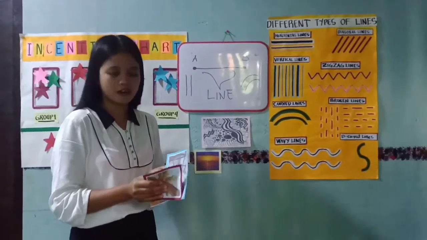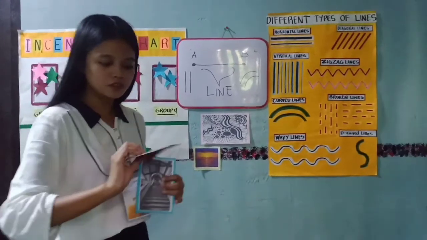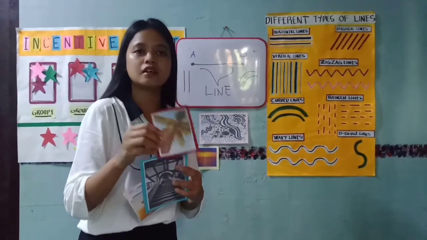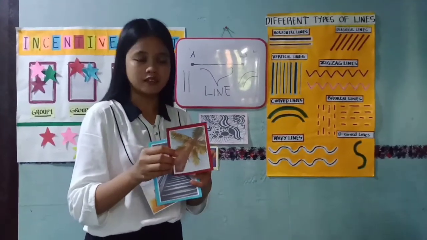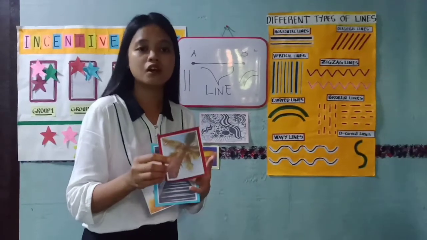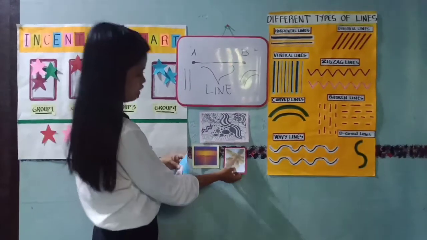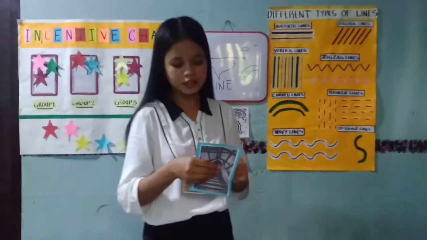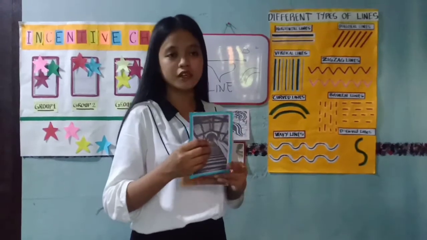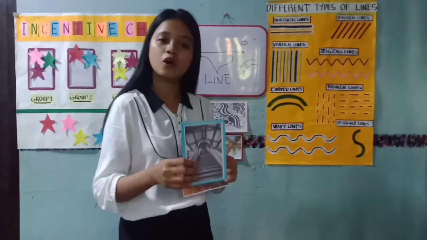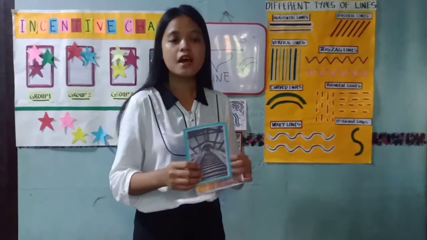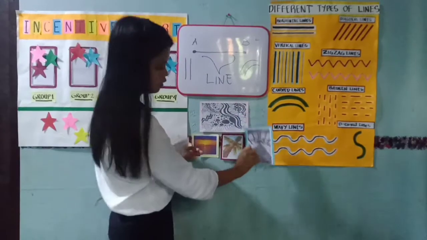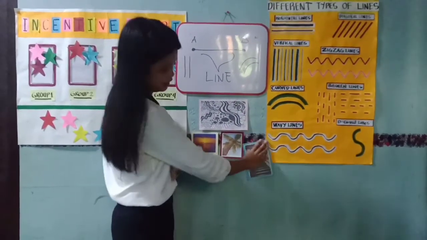Next, we have the diagonal lines. This is an example of diagonal lines. The characteristic of diagonal lines is that it suggests loss of control. Okay, this is the diagonal lines. Next is the vertical lines. The vertical lines show poise, strength, stability, and readiness for action. So this is an example of vertical lines.